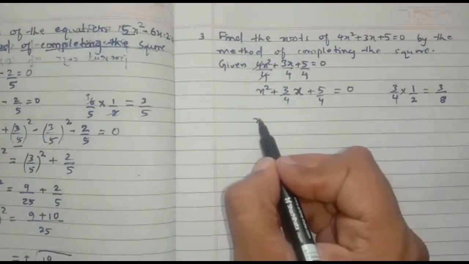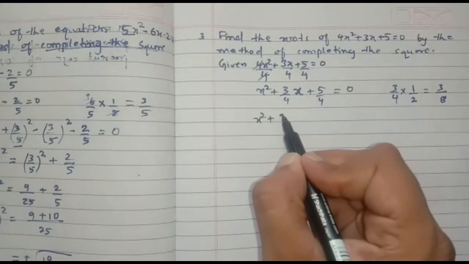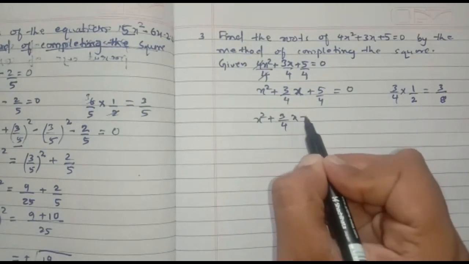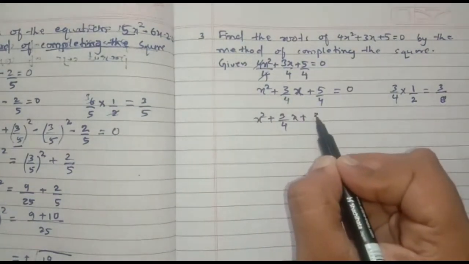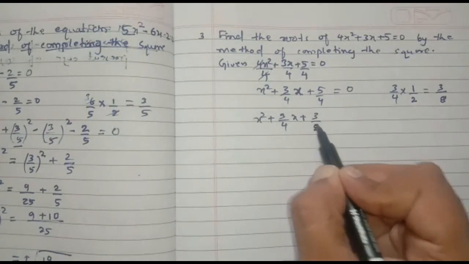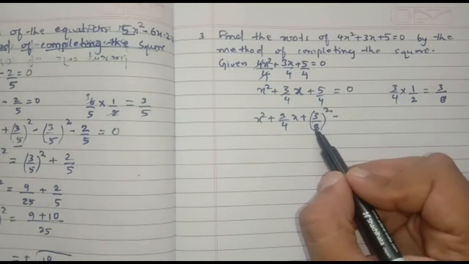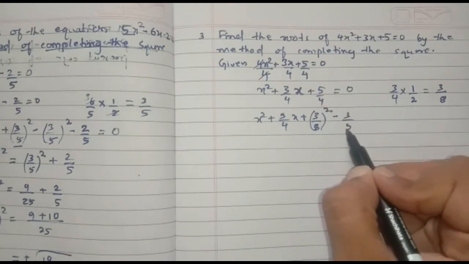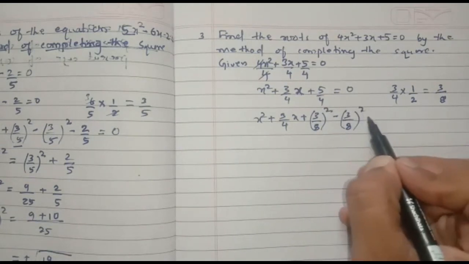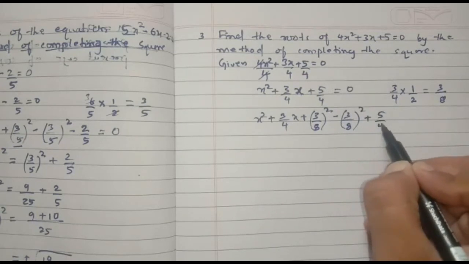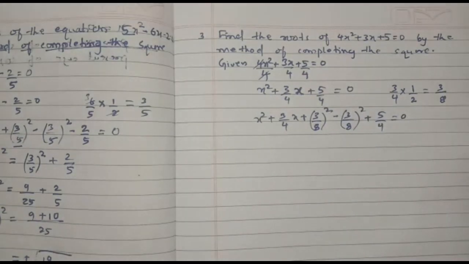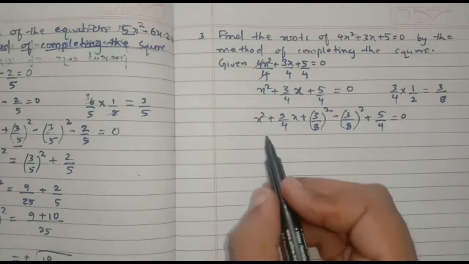So x square as it is plus 3 by 4 into x as it is. We have to add and subtract that value: 3 by 8 whole square plus 3 by 8 whole square, then minus 3 by 8 whole square 2 times, plus 5 by 4 is equal to 0, students.